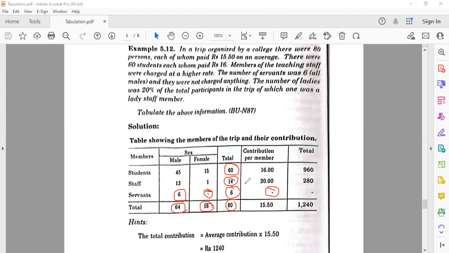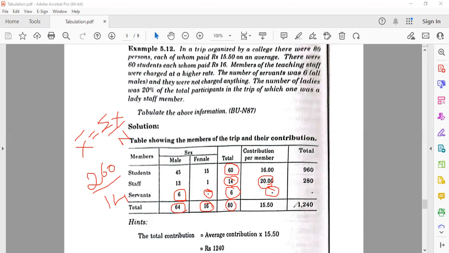Now, staff is 14. What is their contribution? We don't know. But the total contribution, we know. Similarly, if you use this particular formula, x bar is equal to sigma x divided by n, we have to calculate the average here. So the total contribution is 260, so 260 divided by 14. If you work it out, automatically we'll be getting 20 here. So that is the average contribution of the staff.